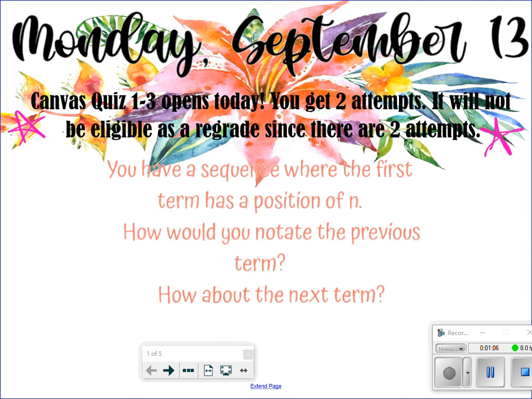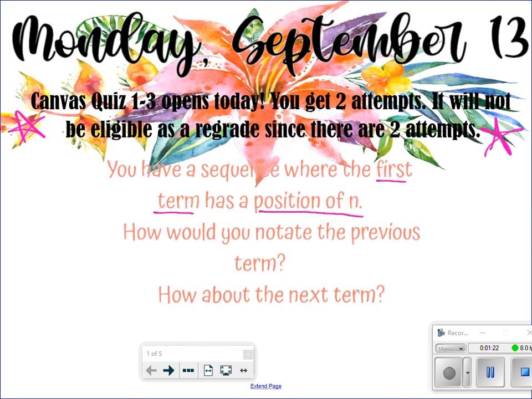Okay, so what y'all are doing first: if you have a sequence where the first term has a position of n, how would you notate the previous term? What about the next term?